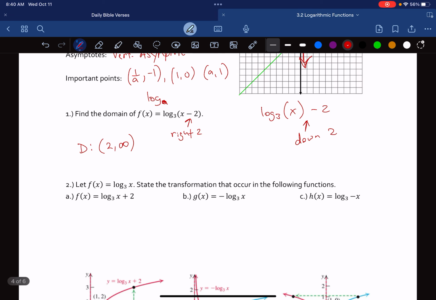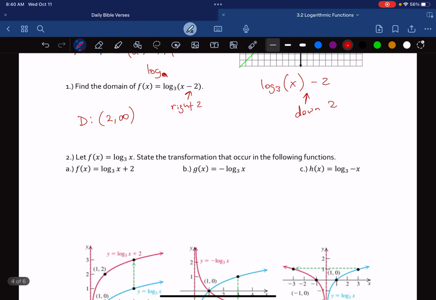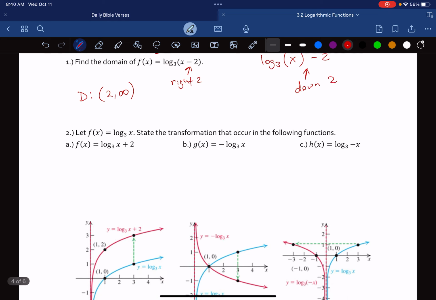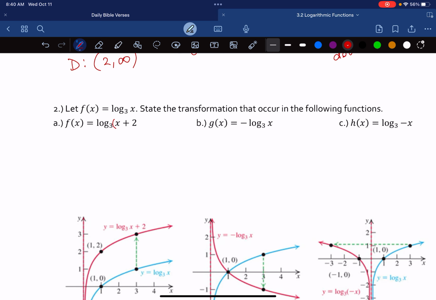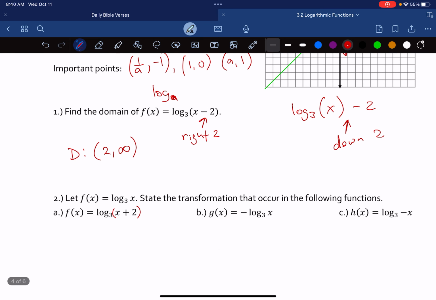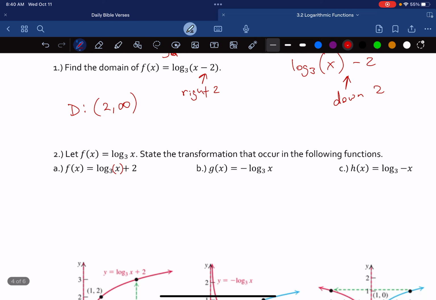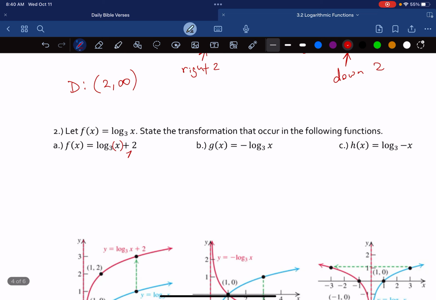Okay, so let f of x equal log base 3 of x, and then we'll state the transformations that occur here. So here, this is log base 3 of x, plus 2. When it's written this way, that x is the only thing that the log is being taken of. If they wanted the 2 to be in there, it would be like that, kind of like the one right above where they put the parentheses around both, but they didn't, so that means it's just the log base 3 of x, and then this right here is outside of the function and therefore is vertical, and we do exactly what's there, so it's up 2.